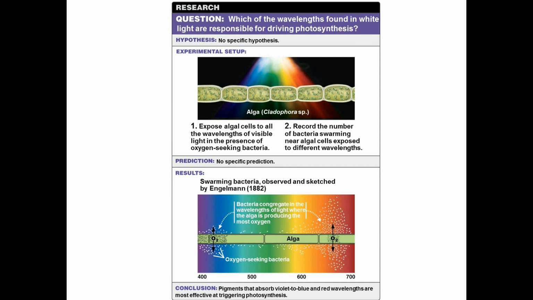So these bacteria are going to congregate around the particular algal cell that is exposed to the wavelength of light that produces the most oxygen, which increases the rate of photosynthesis the highest. So we know that indigo, purple, blue light, and orange and red light contribute most to photosynthesis. Here, the bacteria are congregating around those particular algal cells. So those wavelengths of light provide the most energy to drive photosynthetic reactions.